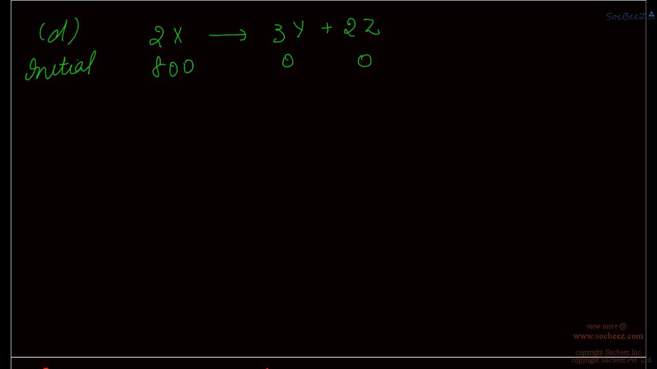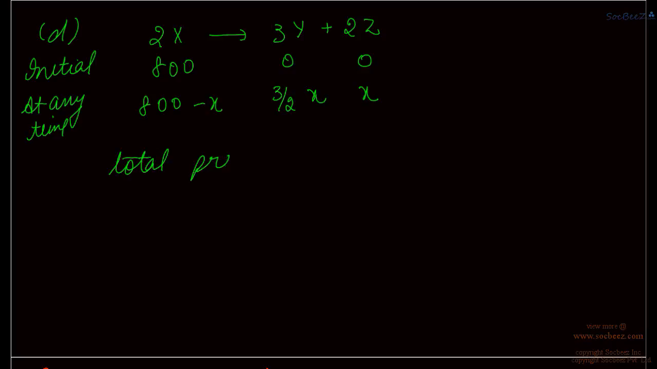Now initial pressure here was 800, here 0, 0. At any time pressure is 800 minus x. Here it is 3 by 2x, and here it is x.